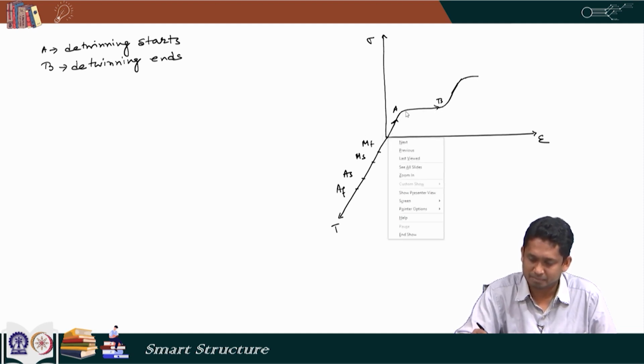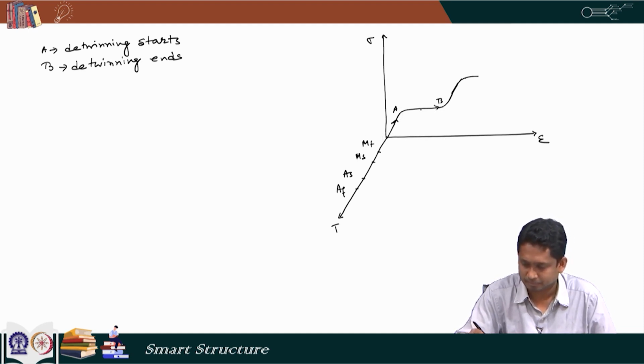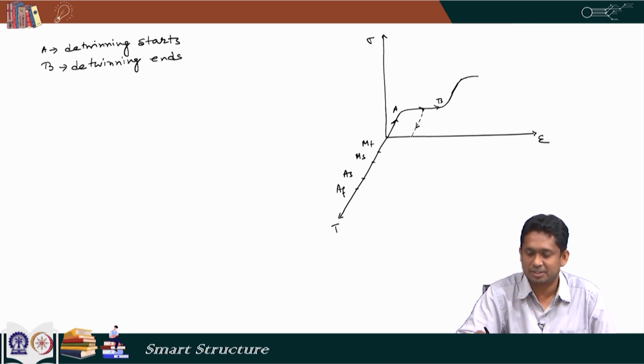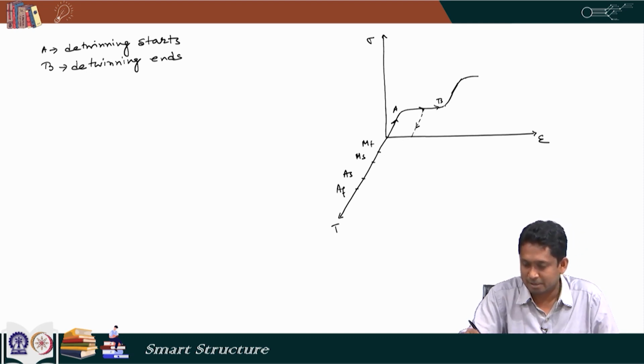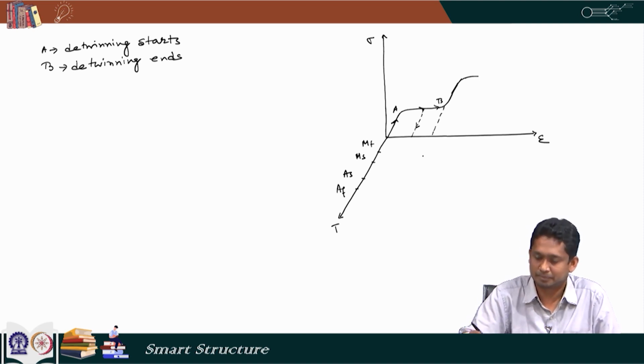In between A and B, when the detwinning takes place, suppose here if we unload it, then it follows this path. It does not come to 0 strain, rather it goes down from here, and a permanent deformation remains here. Now, again this deformation is not permanent. If we heat it up, the material becomes austenite and the deformation becomes 0. At B also, if we unload it, it unloads in the same fashion.